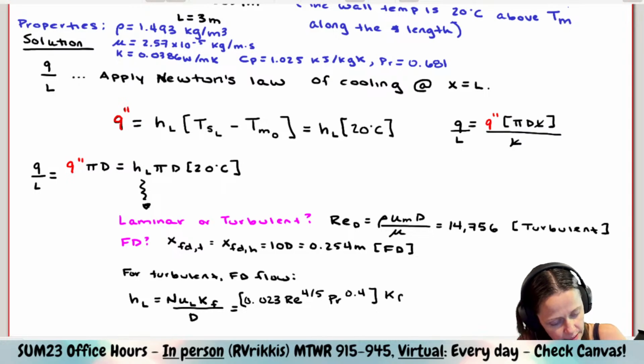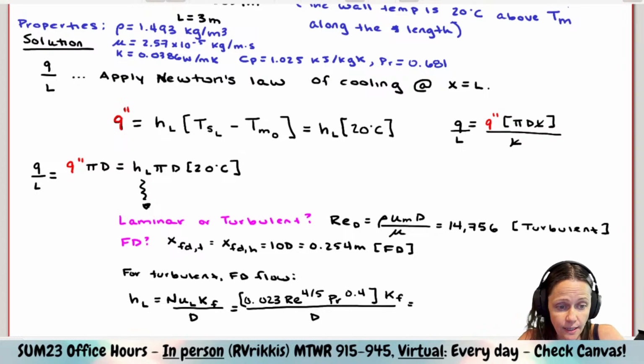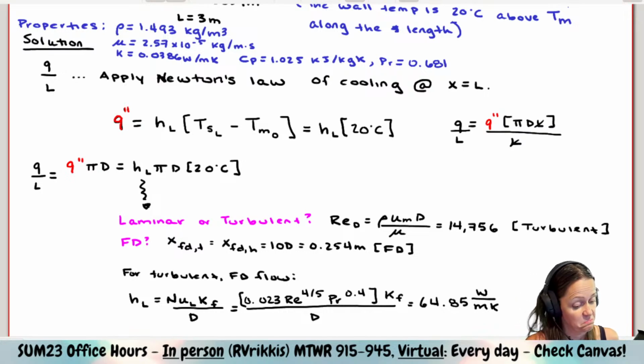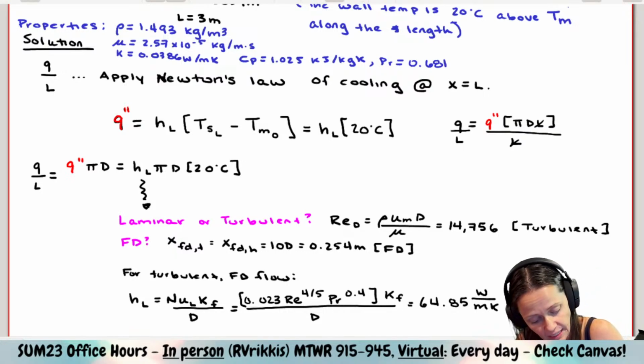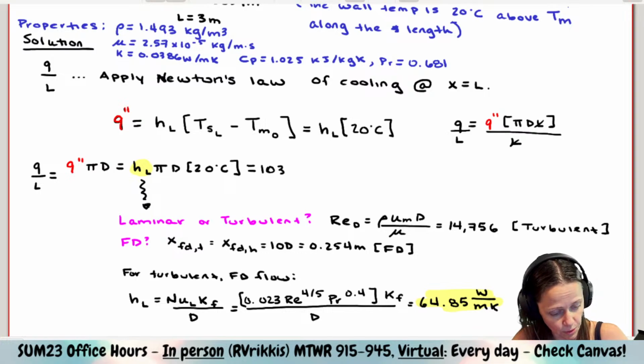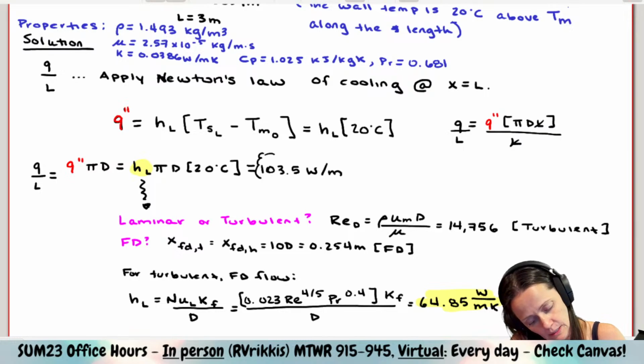I got my thermal conductivity of my fluid. I've got the diameter. I have everything that I need. I end up getting 64.85, and it's watts per meter Kelvin. So perfect, I think I got everything. Plug that in there, and hopefully I've got enough information. I end up getting 103.5, and it's watts per meter. Perfect.